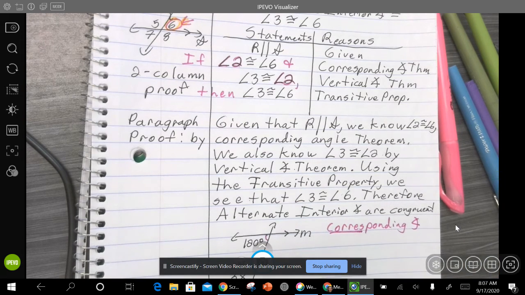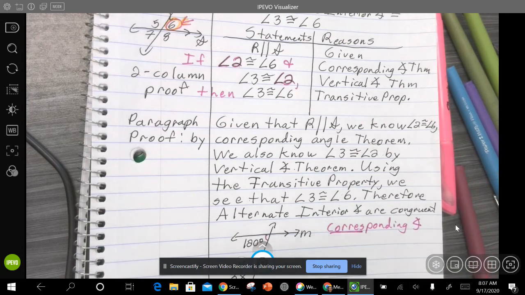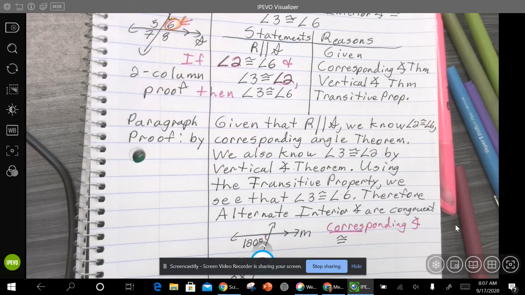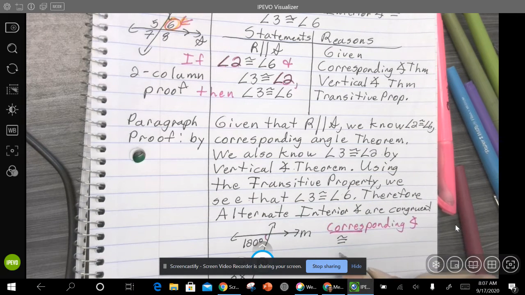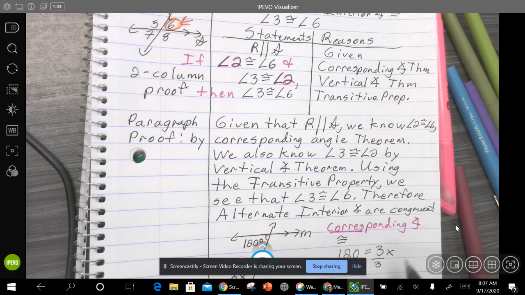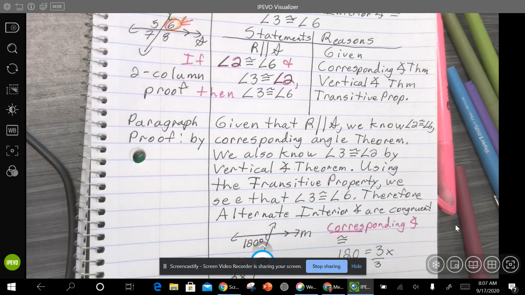And you can just use the abbreviation if you want to. So corresponding, okay. How are they related? They are congruent. So they're congruent angles. They're the same measure, so we're going to set them equal to each other. So I'm going to do 120 equal to 3x. Use our division property of equality, divide each side by 3. And we're going to get x, and we can use the symmetric property. I'm just going to go ahead and do that. And it's equal to 40.